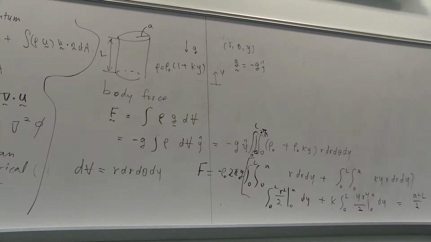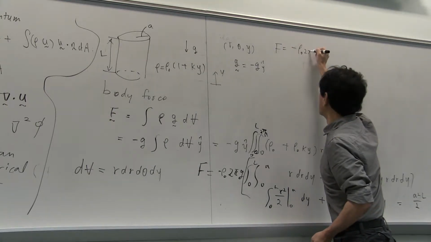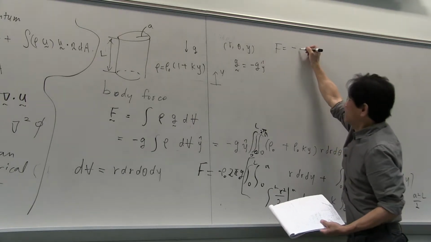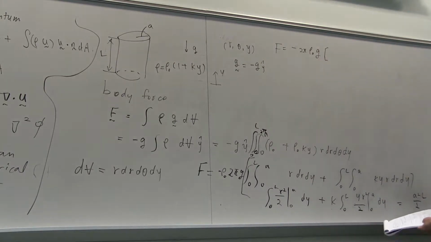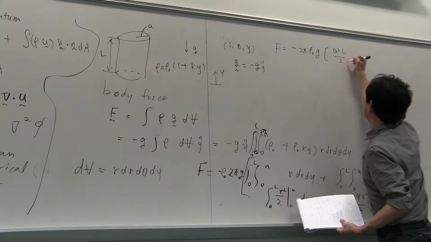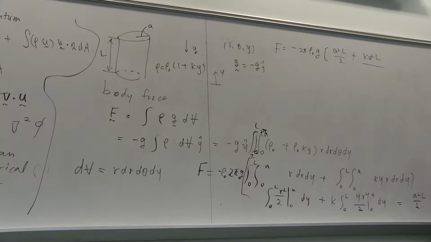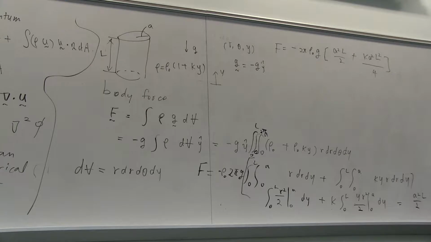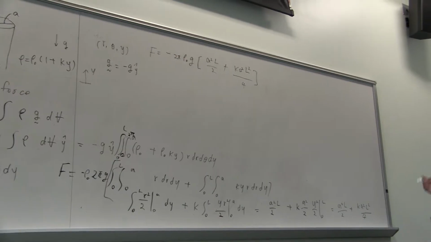Okay, so now I'm done with the bracket, right? The total force must now be negative rho z to pi. Right away, 2 pi rho z rho g, and here this one would be A square L over 2 plus k a square L square over 4. You can simplify this if you want, but I'll leave it like this. Any questions?